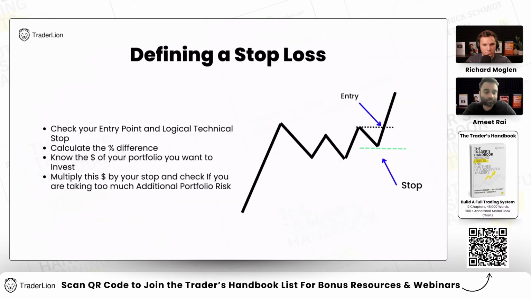All right. So defining a stop loss, let's get a little bit into it. These are kind of the key steps. First, when you've got a potential setup, check your entry point and logical technical stop. Calculate the percent distance between them, or ADRs if you like to think about it in that way to account for volatility. Know the dollar amount of your portfolio you want to invest, and then simply multiply this dollar amount by your stop and check if you're taking up too much additional portfolio risk to take the trade.